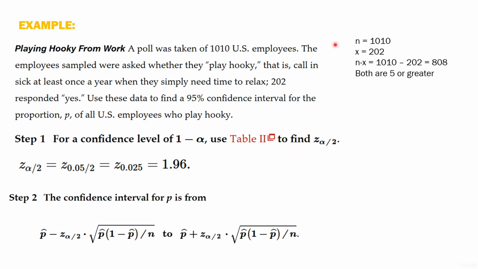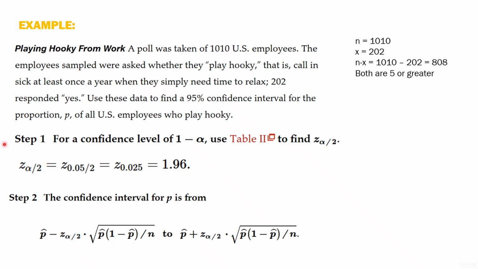At this point you should have N and X, and we're going to go back and think about our assumptions. It's a simple random sample, we know because it says so in the question. But what are the other assumptions? Well, X and N minus X both need to be 5 or greater. So you'll want to stop and do that right now to make sure that you meet that assumption. Okay, now that you've done that, use these data to find the 95% confidence interval.